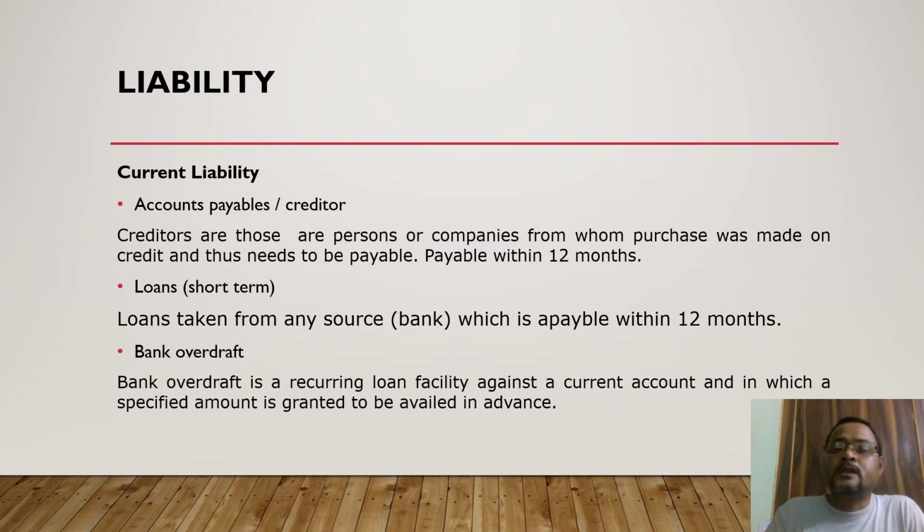That will be categorized as accounts payable or creditors. Because it is short term in nature, to be payable within 12 months, that will be written and categorized as current liability. Similarly, there can be a loan which is short term in nature. Loans taken from any source like a bank, which must be payable within 12 months. Short term loans are given by banks.